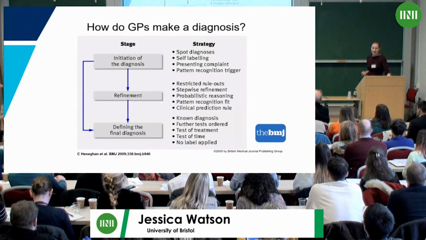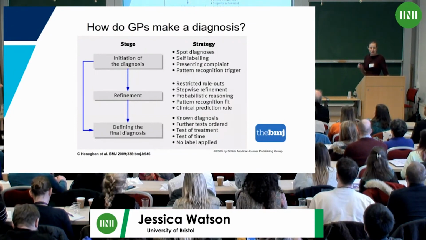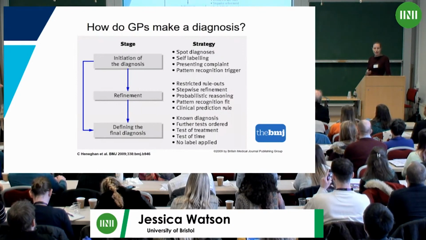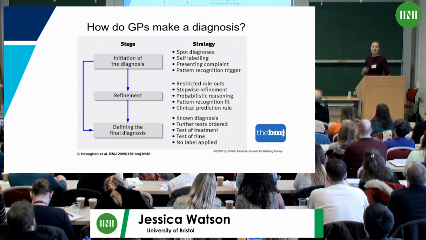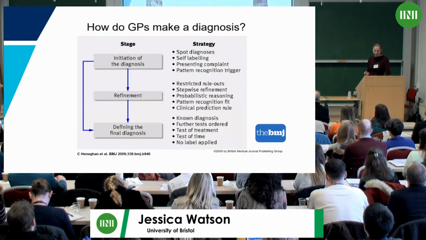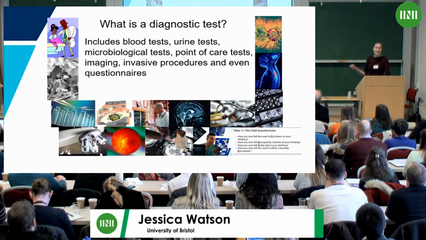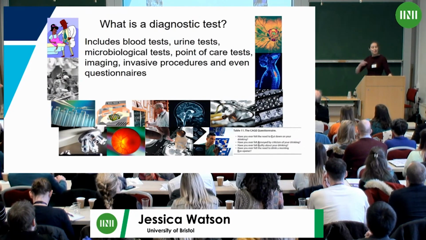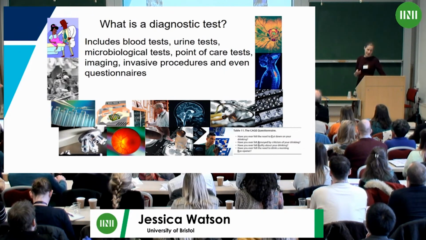So how do GPs make a diagnosis? The aim of this slide is really to show you that there's a number of different strategies that we use at different stages, from the initiation through to refinement and through to defining the final diagnosis. The tests at the bottom there are just one small part of that whole process of diagnosis. When I'm talking about tests, I'm talking about a wide range of things. Just to be clear, this could be a blood test. Most people here will have had a blood test at some point. It could be urine tests, it could be more invasive tests, imaging, scans, or even endoscopies, things like that.